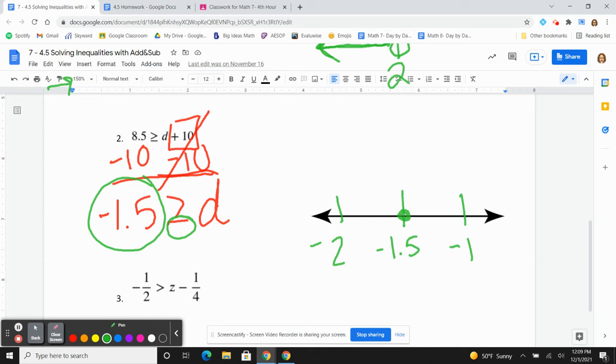And which way is our arrow going to go? Are we going to the right or are we going to the left? Reagan? The right, because this arrow is pointing to the right. So we know our solution graph will point to the right.